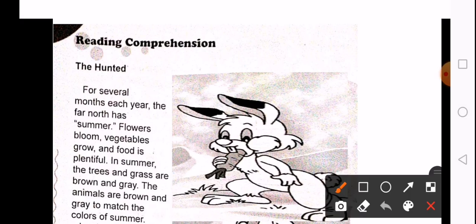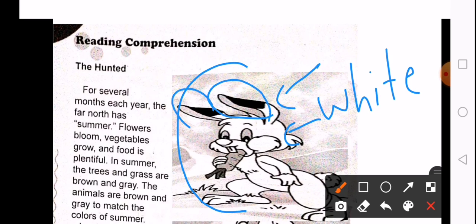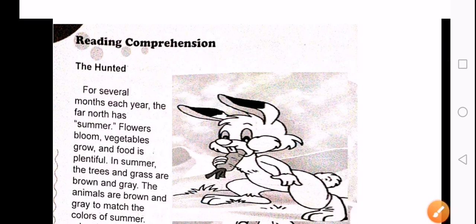Okay, what do you see here? It's a rabbit. What is the color of this rabbit? This rabbit is white. Yes, it's white. Is this rabbit all white? Oh no, we have some black here on the top of his ears. So now I want to ask you a question.